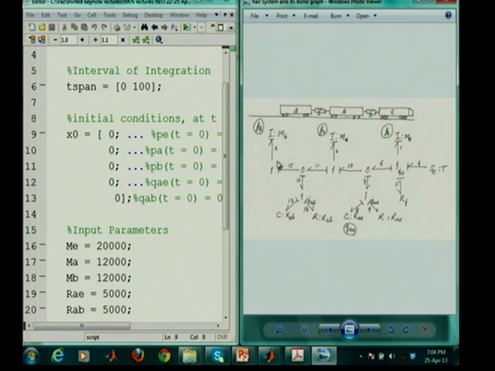PA is the translational momentum of bogie A. This is also 0 at time 0. Then we have the momentum of bogie B. This is also 0. We have the coupling over here, the state associated with the coupling, QAE. And this also is 0.